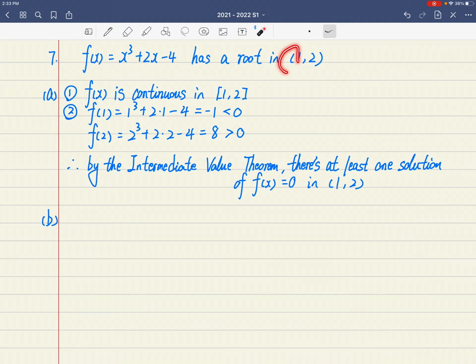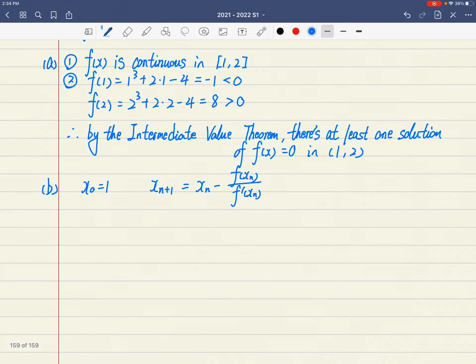Theoretically we can start from any point. We can start from 1, we can start from 2, we can start from the middle point 1.5. But to match the answer, we start from 1. It's just for the purpose of matching the answer. So the updating formula of Newton's method is x_{n+1} is x_n minus f(x_n) over f prime of x_n.